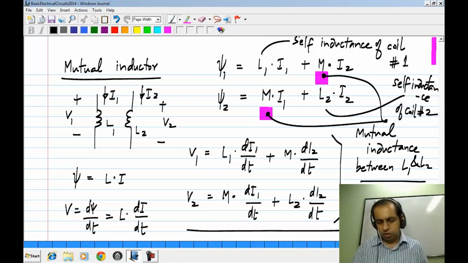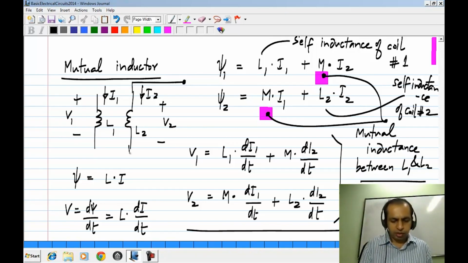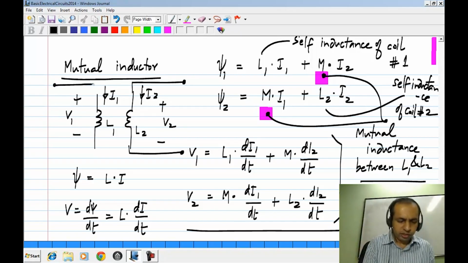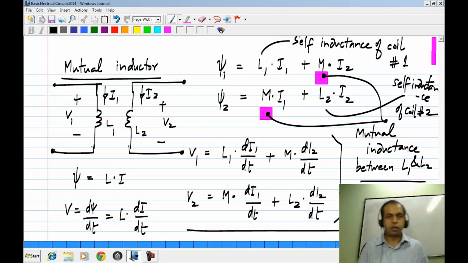And these are the current voltage relationships. Clearly, this is not a two terminal element. There are 4 terminals, 2 for each inductor. Okay.